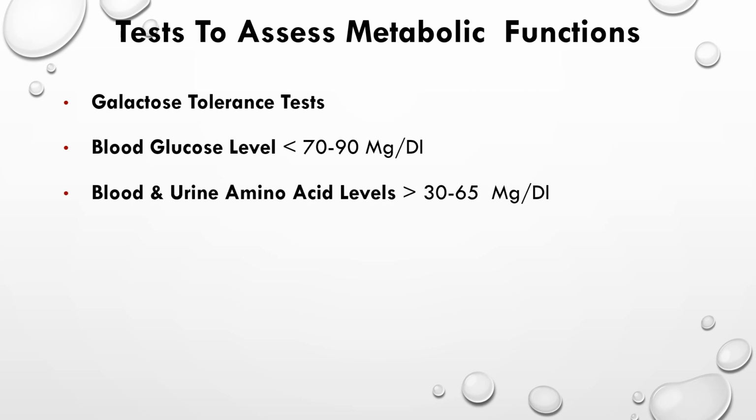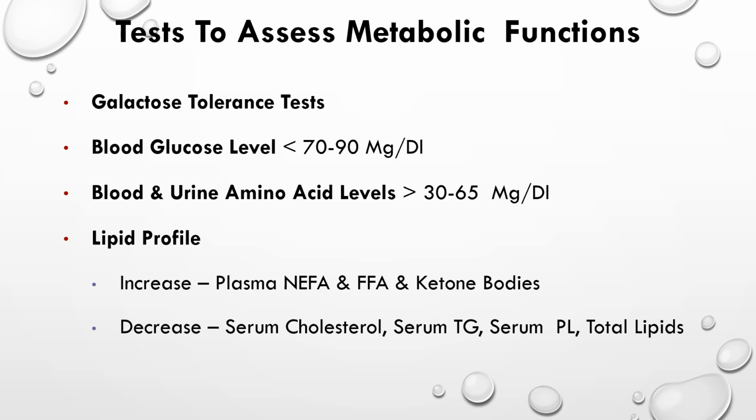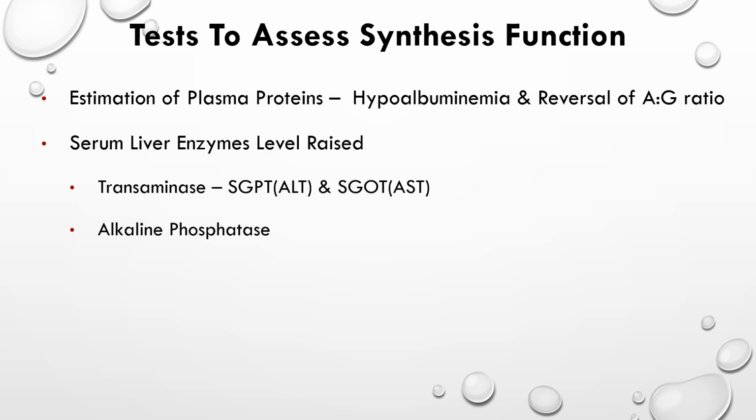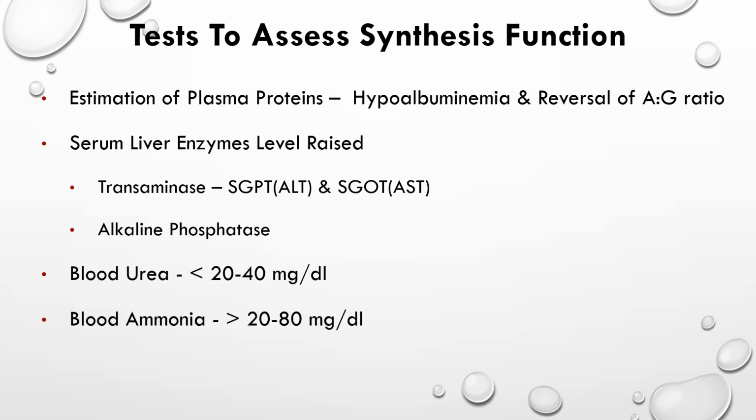Tests to assess the metabolic function: galactose tolerance test, blood glucose level, blood and urine amino acid levels, lipid profile. Tests to assess the synthesis function: the estimation of the plasma proteins, serum liver enzyme levels. We can assess SGPT, SGOT, and alkaline phosphatase, and blood urea level. The liver converts the ammonia and forms the urea. Blood ammonia level and the coagulation factors.